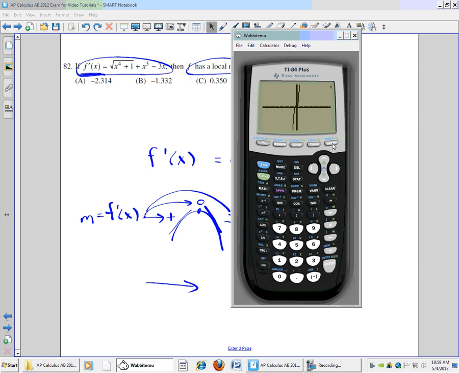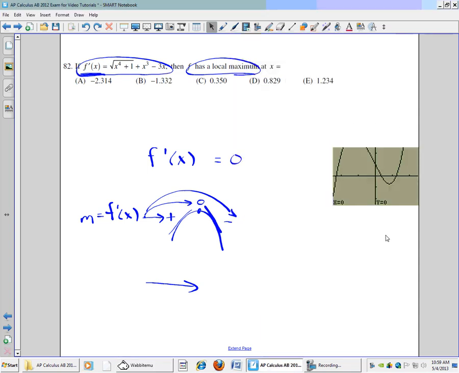Now I had zoomed out on the last problem, so I need to go back to zoom and hit standard, number 6, to get a better idea of what's happening in my graph. I might even zoom in a little bit more. So let's hit zoom and number 2 and hit enter. Much better. All right, and I'm going to pull that off the screen. Let's look at that.